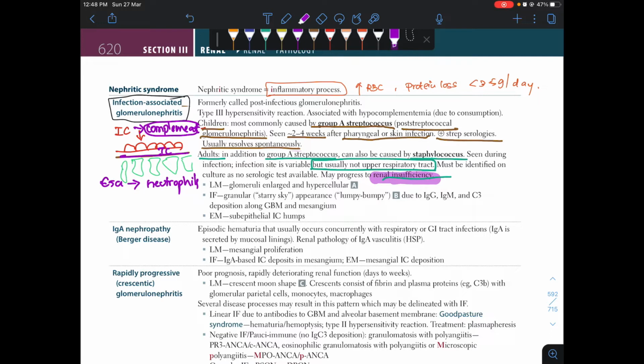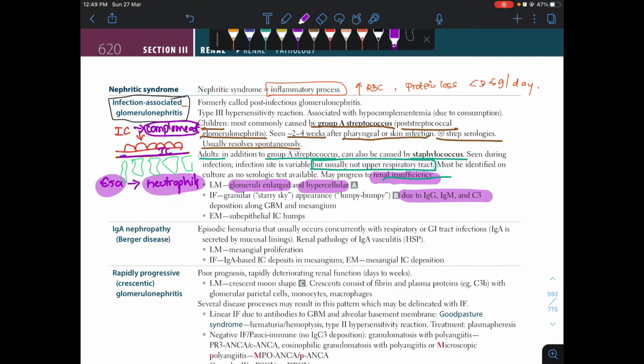Now let's see the light microscopy, immunofluorescence and electron microscope findings. In light microscopy, glomeruli are enlarged and hypercellular, due to complement activation, C5a activation and neutrophil activation. There will be an increase in cells, the glomeruli will be enlarged and there will be hypercellularity. And in immunofluorescence we can find the starry sky appearance, due to deposition of IgG, IgM and C3 on the glomerular basement membrane and mesangium.